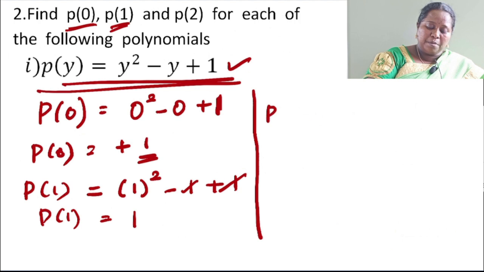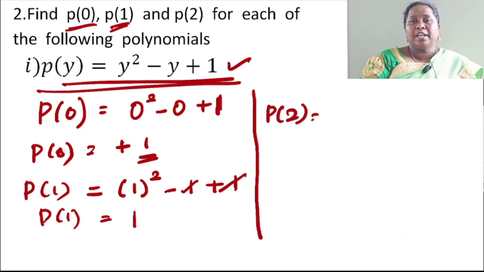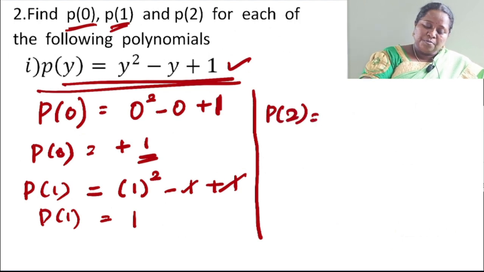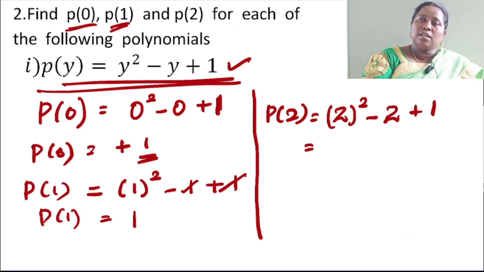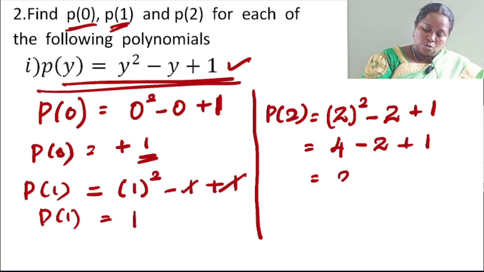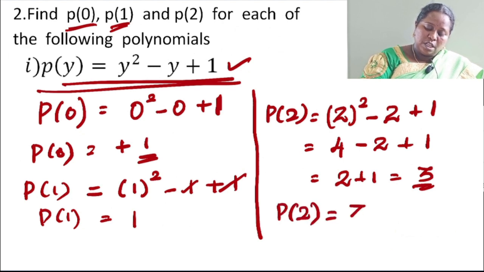Then next they ask us to find P of 2. How to find the value of P of 2? Instead of y, I substitute 2: 2 the whole squared minus 2 plus 1. What is 2 the whole squared? 2 into 2, that is 4, minus 2 plus 1. 4 minus 2 is 2, plus 1, that is equal to 3. So P of 2 is equal to 3.